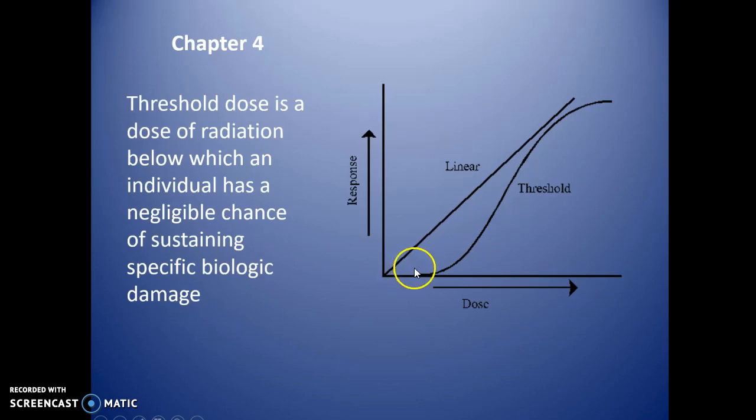But this one just says it has a built-in kind of safe zone in here, as opposed to this linear curve, which is basically a straight line saying that any dose that you get is going to create a response, and it's going to be a straight line, kind of proportional response.